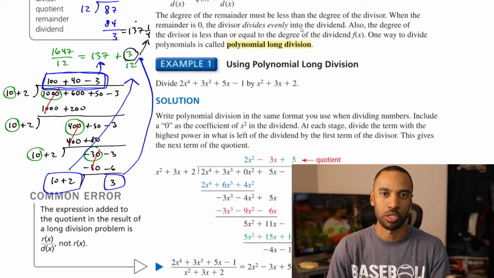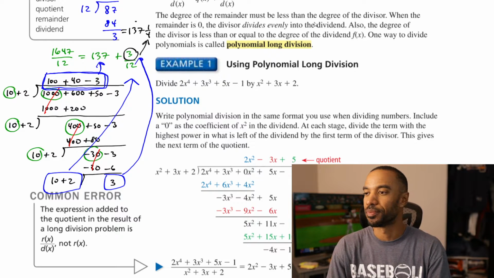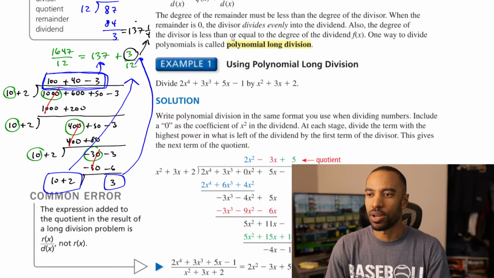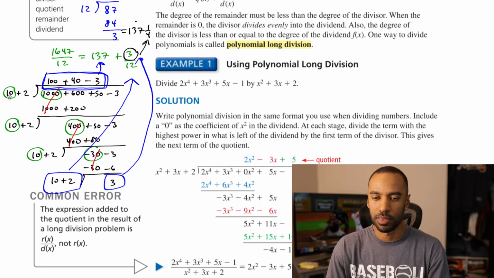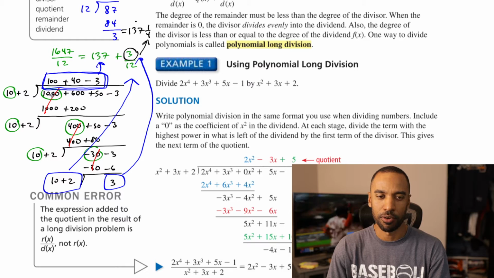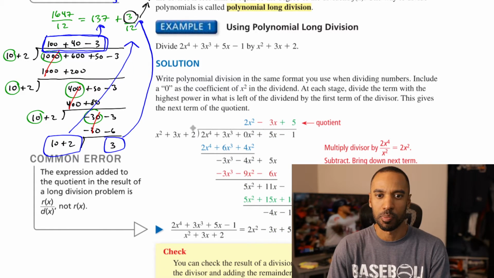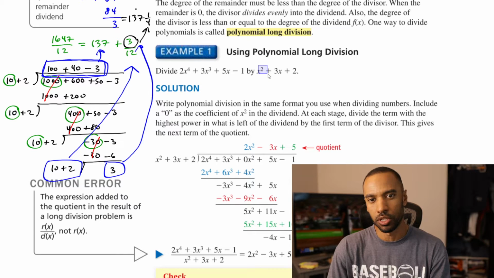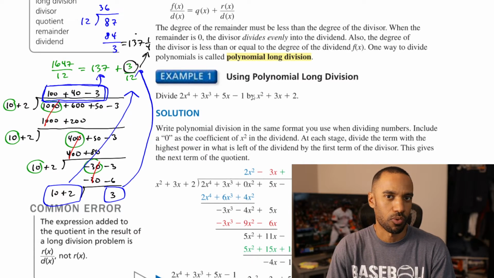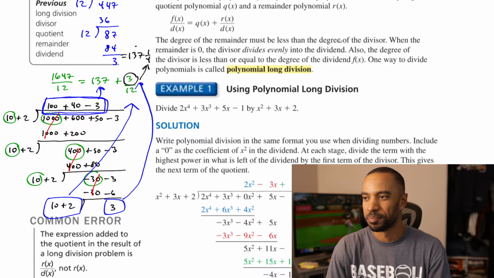Like 48 divided by 12 is 4 with a remainder of 0. Also, the degree of the divisor is less than or equal to the degree of the dividend f of x. Like with this 2-digit number and 4-digit number, when they divide, degree 4 needs to be greater than or equal to degree 2. Otherwise, your answer is just a remainder already. There's no division to be had.